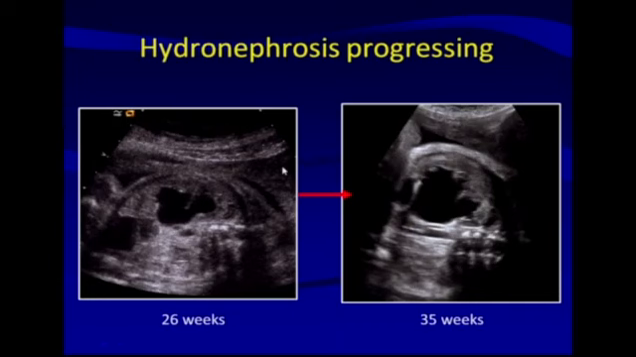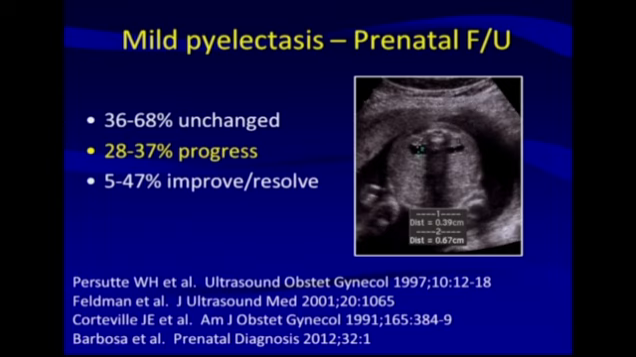And the reason why we want to follow these patients prenatally is that even if you have moderate hydronephrosis as seen here at 26 weeks, when you come back at 35 weeks the degree of hydronephrosis may progress. And what about if you only have mild pyelectasis? You're in the possible hydronephrosis category. Even in that particular category, if you follow these patients, the hydronephrosis may progress in utero in 28 to 37% of cases.